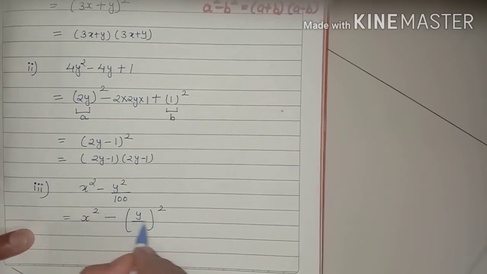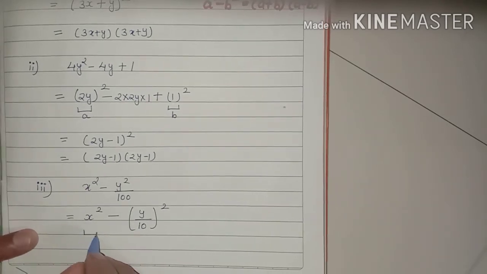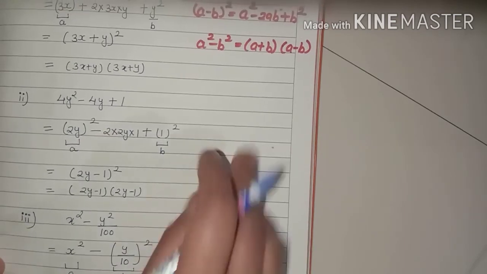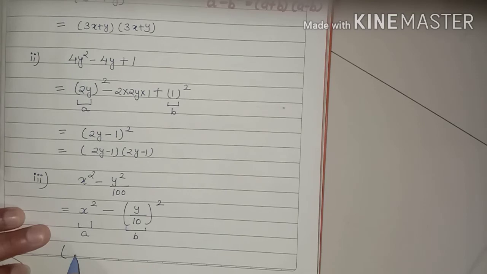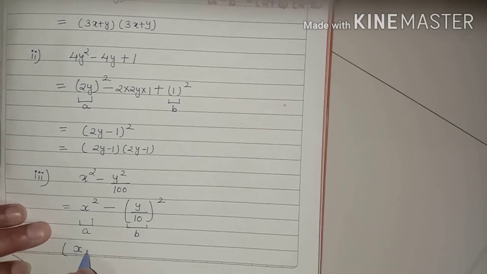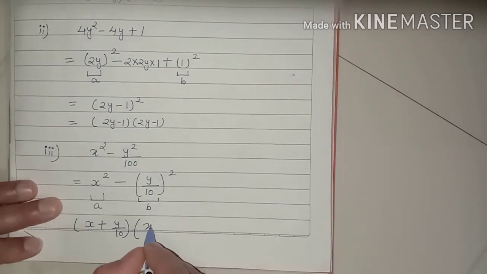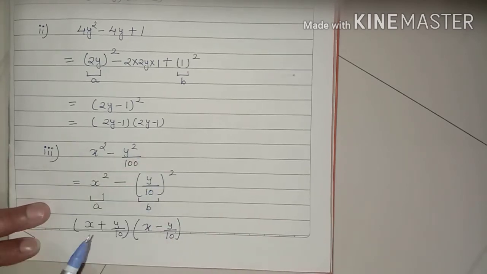y square means y square. 100 we can write as 10 square. Here the value of a is x and the value of b is y upon 10. Now the identity is a plus b into a minus b. So we can write this in the first bracket x plus y upon 10, a plus b, and in the second bracket x minus y upon 10, a minus b. These are the two factors of this given polynomial.